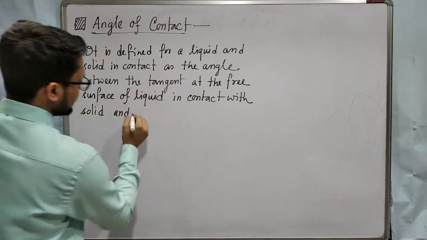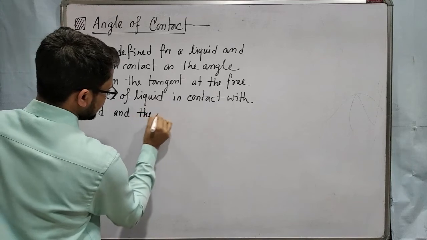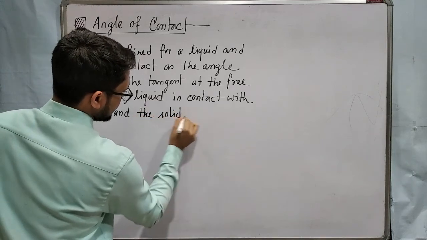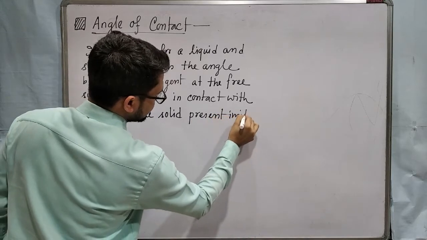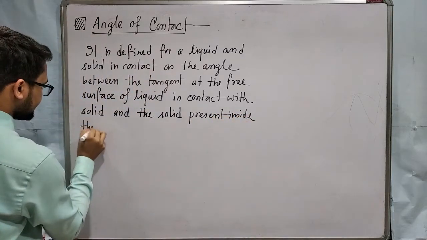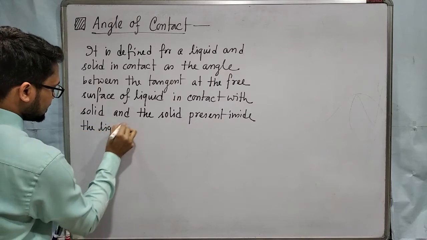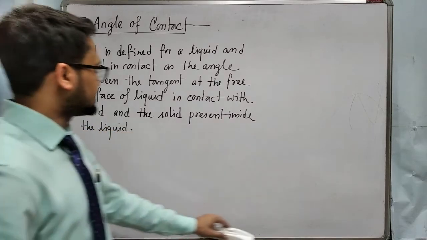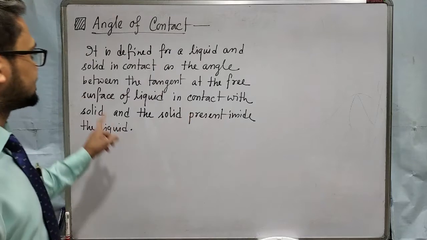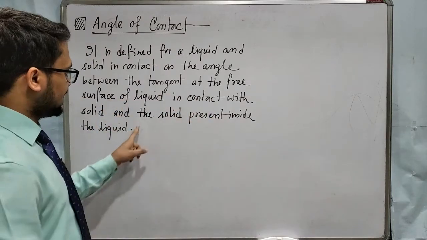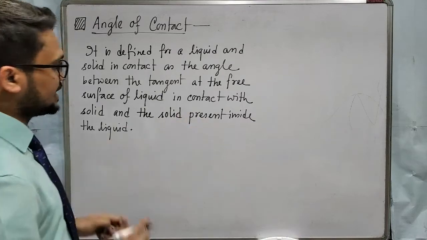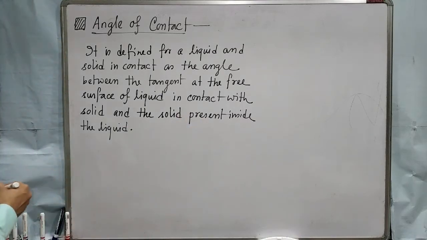Another line will be the solid present inside the liquid. So there are two lines. First line is the tangent drawn at the free surface of liquid in contact with the solid, and the second is the solid present inside the liquid. So this is the basic definition.